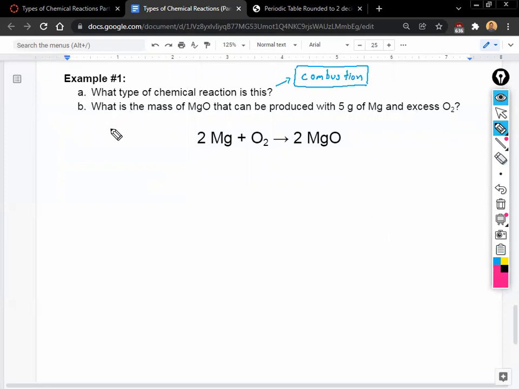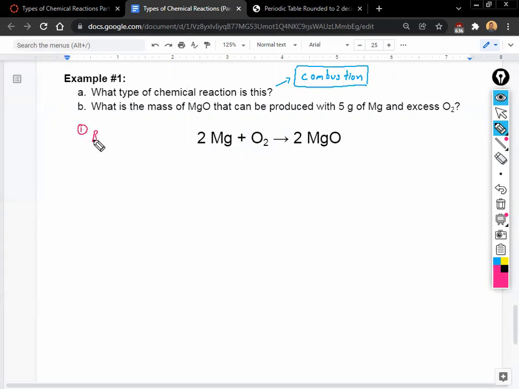Okay, and then for part B, we're going to be doing what we've been doing for the past like 2 months now. We're going to be doing some stoichiometry. It's been a while since we did a problem like this, 2 weeks, I think. So I'm going to go over how to do it. If you guys know how to do this, just kind of zone me out for a bit. You could try solving it to see if you're still good.